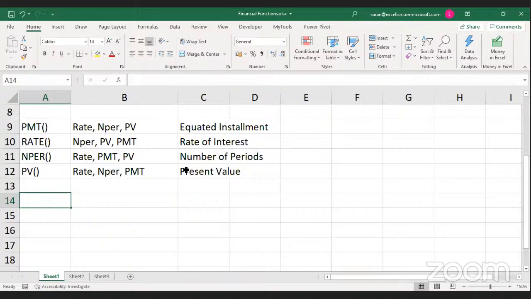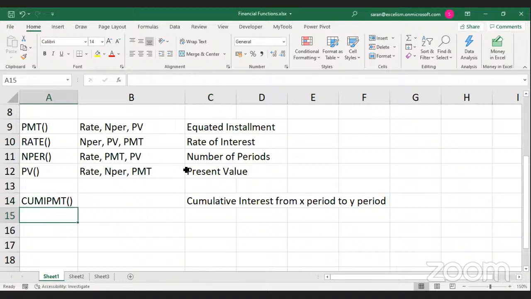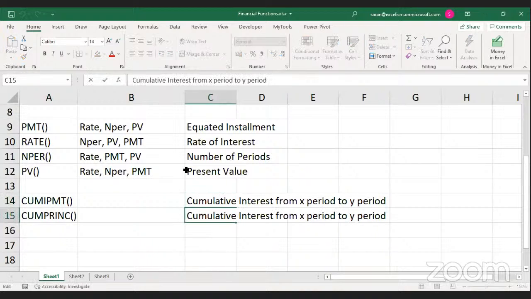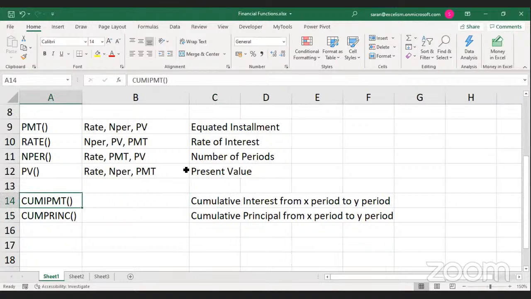There is a function called CUMIPMT. CUM means cumulative interest payment. So it returns the cumulative interest payment from X period to Y period. I'll tell you where you're going to use this function. There is one more function called CUMPRINC, cumulative principal payment from X period to Y period. So CUMPRINC, CUMIPMT.